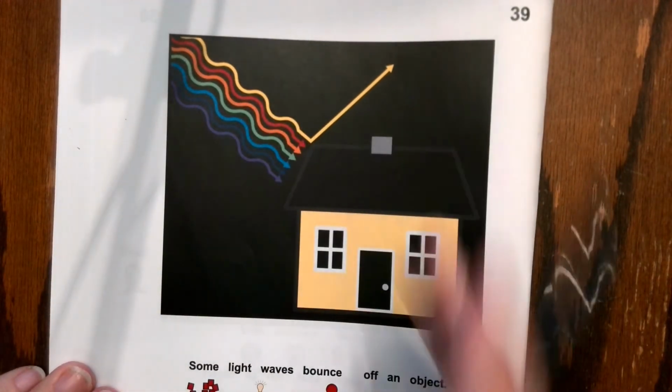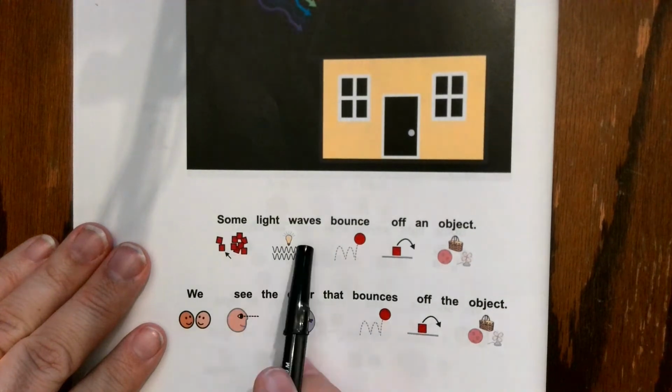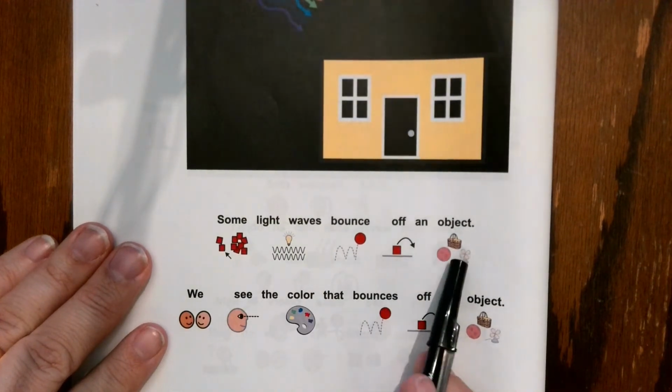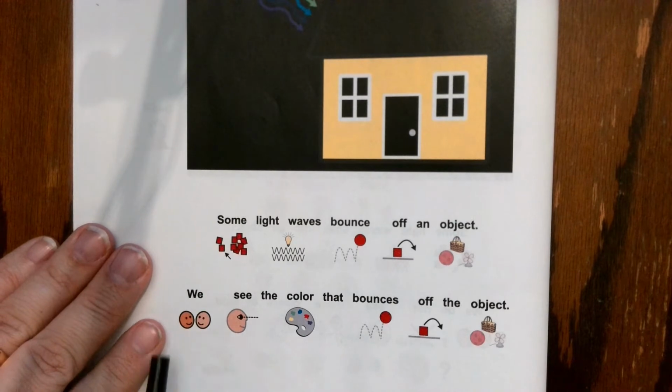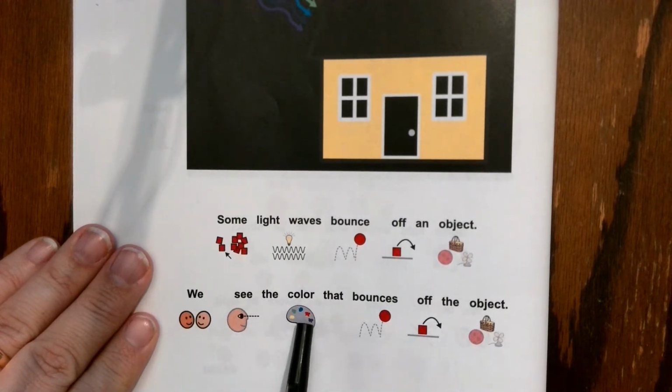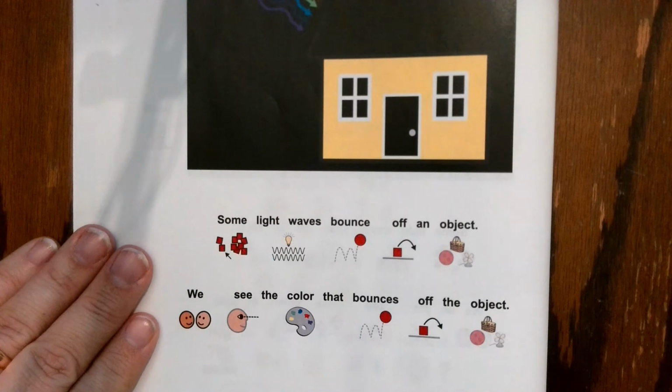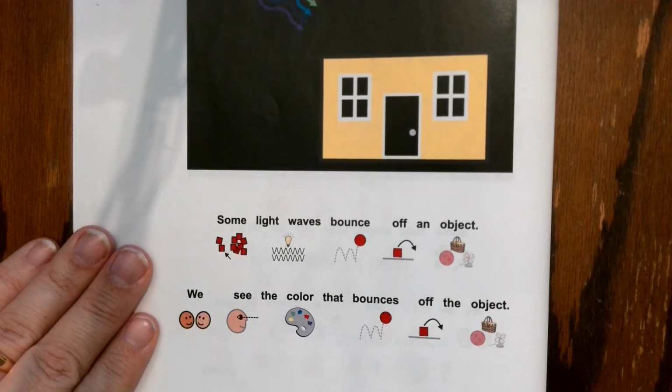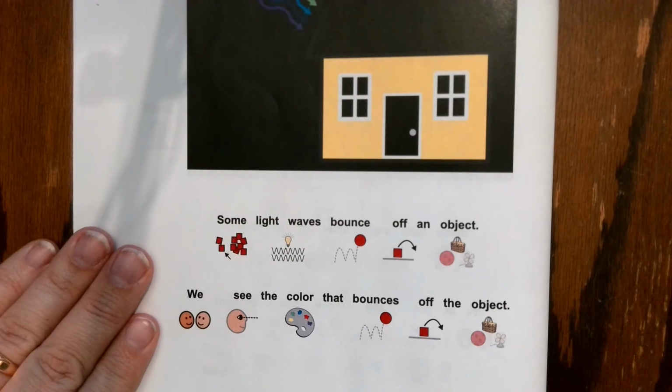This light wave bounced. Some light waves bounce off an object. We see the color that bounces off the object. So if you see a green shirt, all the other colors went into the shirt and the green light wave bounced off of it back into your eye, and that's what you see. So if your favorite color is pink, it's because whatever thing is pink, the pink light wave is bouncing off of it and coming into your eye, so you see pink.